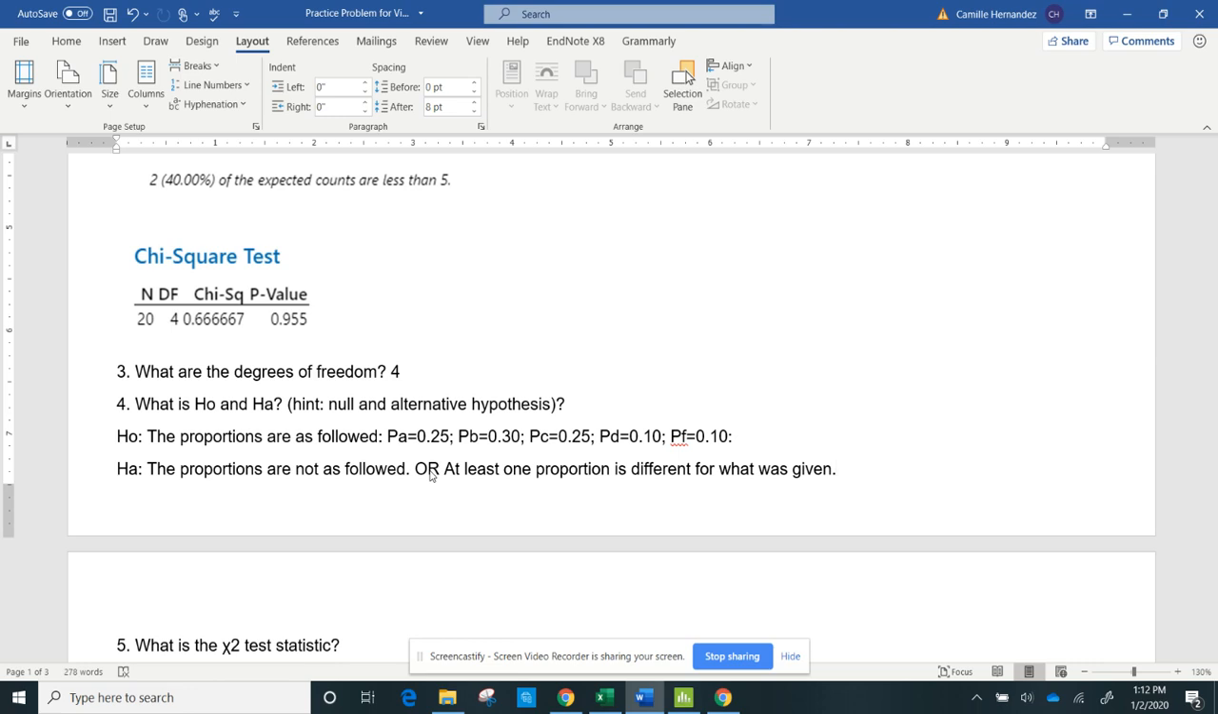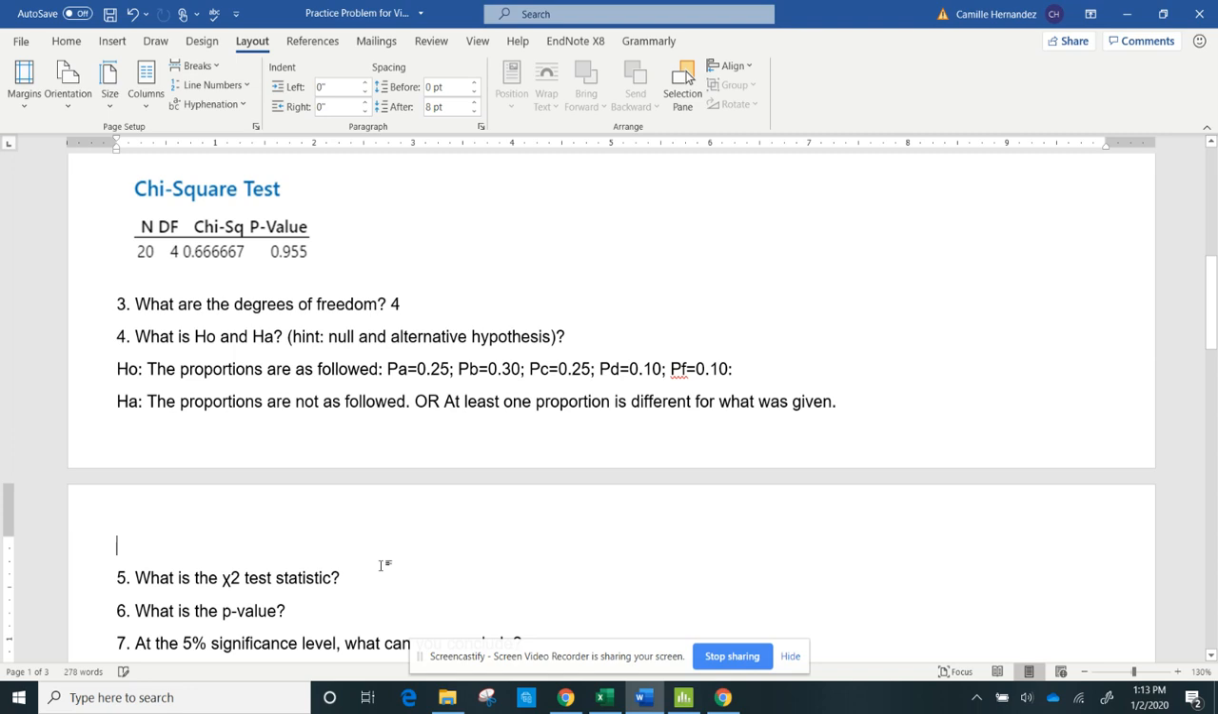So again, my null is that I believe that the proportions are how the observed data is going to act. That's what I'm getting. I believe that A's are going to happen 0.25, B's 0.30, C's 0.25, D's 0.10, and then F's 0.10. My alternative is that my proportions aren't going to follow that. Or I can say at least one of these proportions is going to be different. I can't make the assumption of which one is, but I know that at least one's got to be different. So if I keep scrolling down, it gave me my chi-squared value, which was, put down here, 0.666667. That's a big one. Or if I just want 3 decimal places, that would be good. Okay, p-value. 0.955.